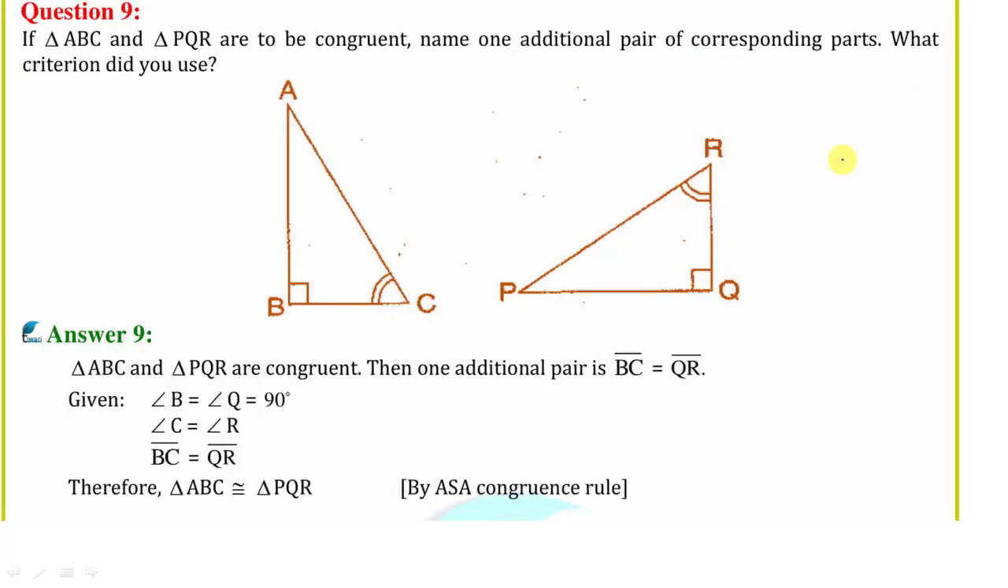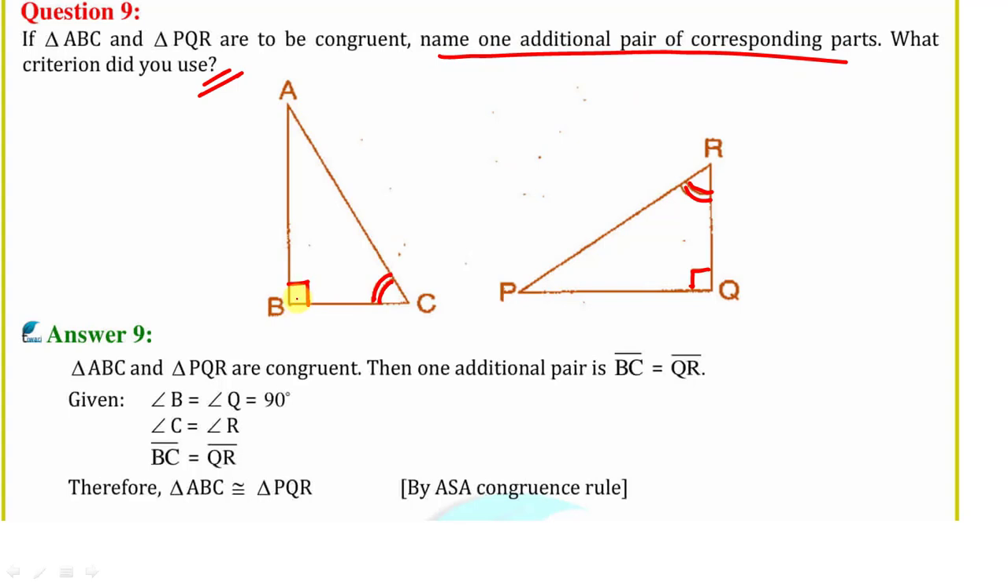So next is, triangles ABC and PQR are congruent, name one additional part of the corresponding parts. What criteria do you use? So first of all, here one angle is 90 degrees. Next, this angle C is equal to angle R, that is given, and here you require one additional part. Name one additional part so that the two triangles become congruent.